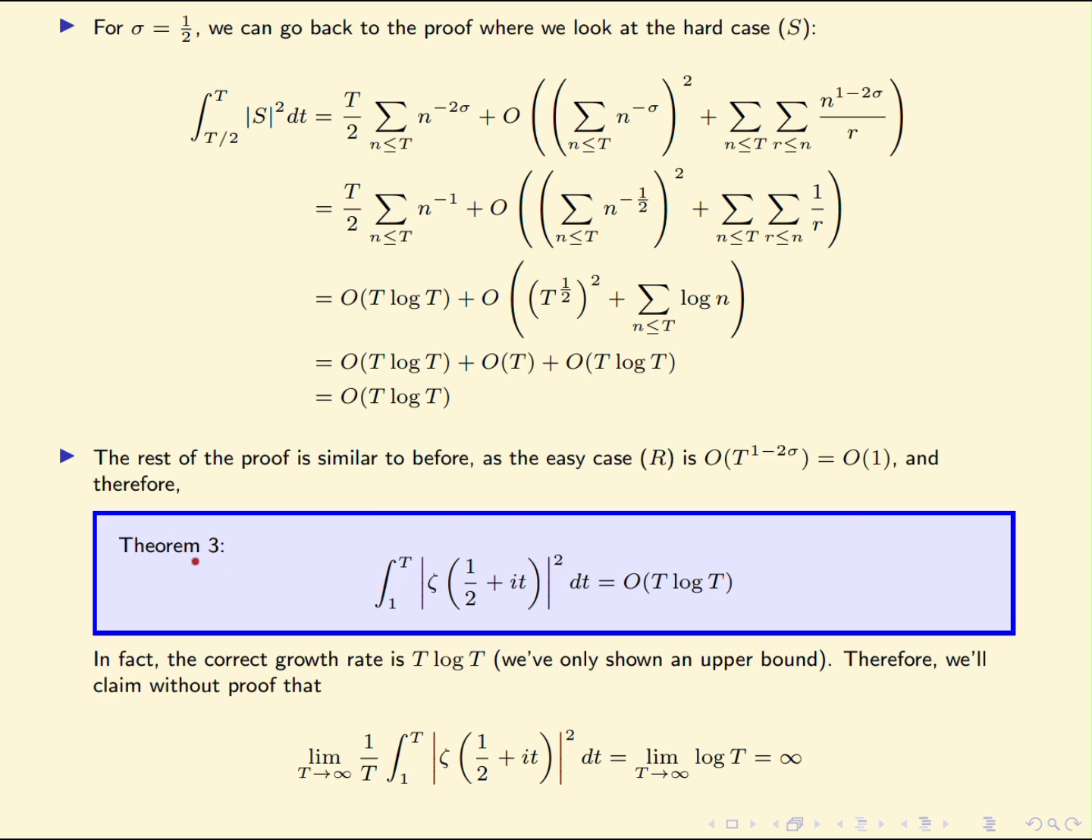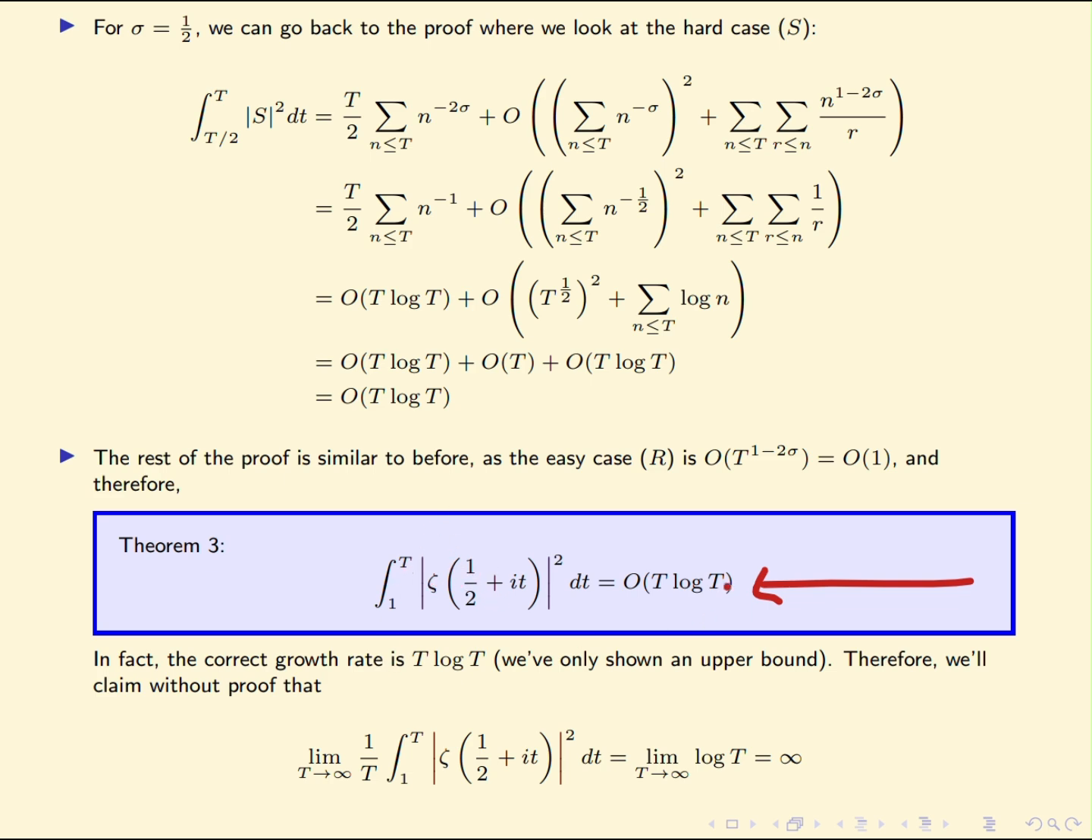And therefore, we're going to claim theorem 3: the integral from 1 to T of the absolute value of zeta of 1/2 plus it, squared, dt is O of T log T. And I'm going to claim that this is in some sense the most interesting thing we proved so far, because everything else we proved is still pretty interesting, but now we've actually proved something along the critical line. That's when sigma is equal to 1/2, and this is where all of the non-trivial zeros of the zeta function that have been found so far are. So this is the most important region of the zeta function to look at, that critical line, real part of s equals 1/2.